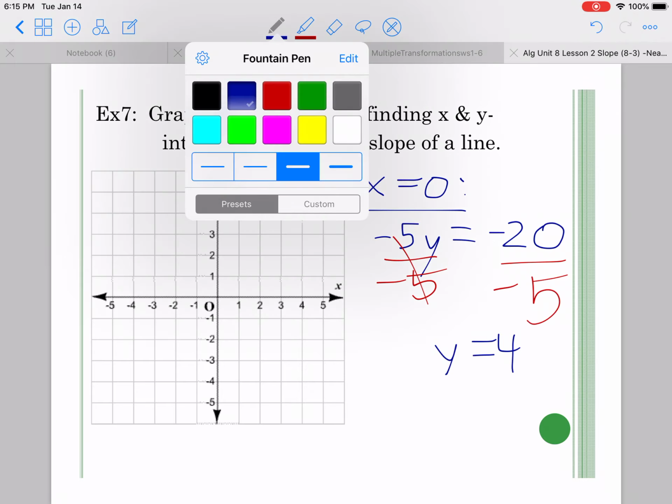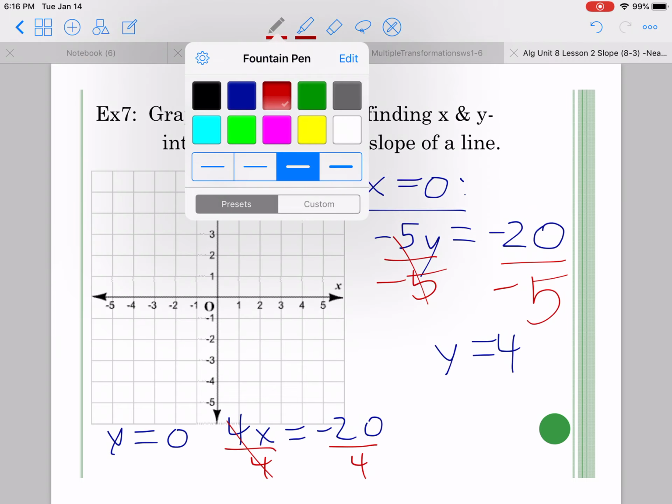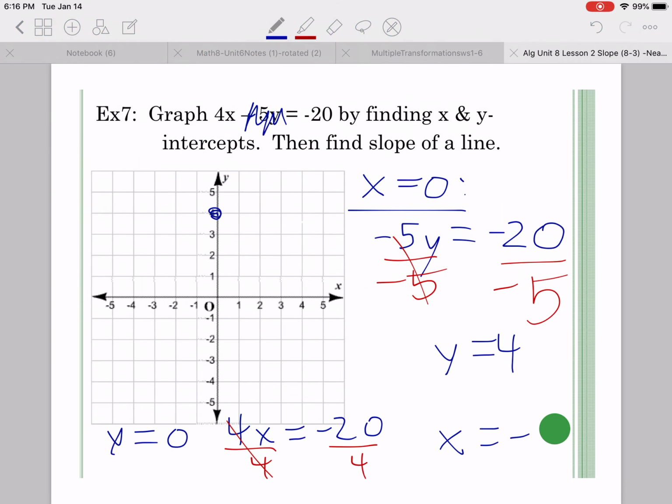And now to find the x-intercept, we're going to swap it here. We're going to say that y is equal to 0, which means you cross off the y-coordinate. We're going to be left here with 4x is equal to -20, which if you divide both sides by 4, x here would be equal to -5. So let's put -5 on there. So now we have our x-intercept and our y-intercept. And first of all, let me draw the line in. It looks something like that.